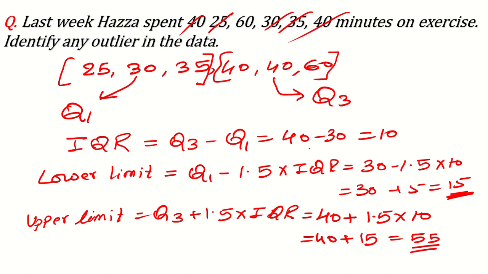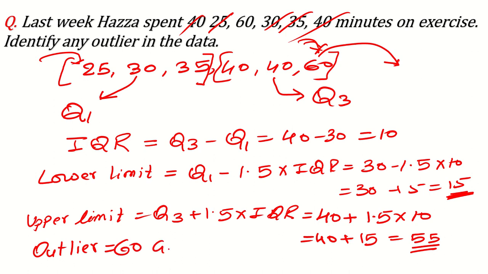So what you can see here, below 15 we don't have any number, because the lowest number is 25. So no outlier will be on the left side, but on the right side we have one number which is more than 55. So the outlier here will be equal to 60. Why? Because 60 is greater than 55. Like this you can write your answer.